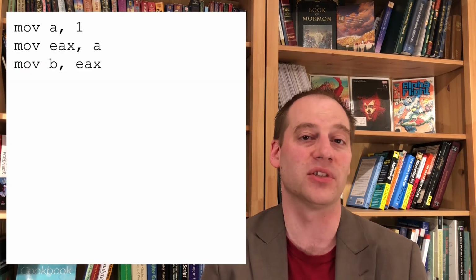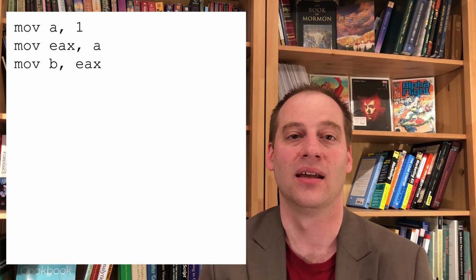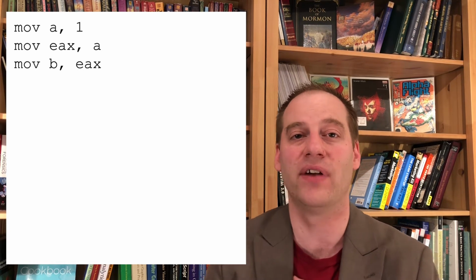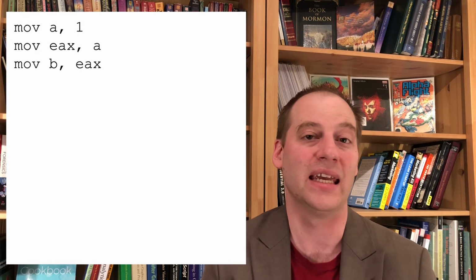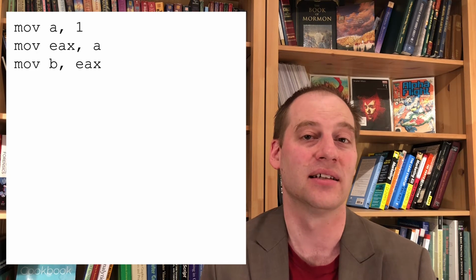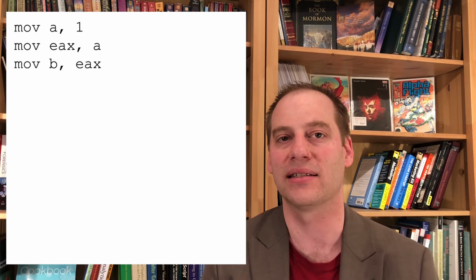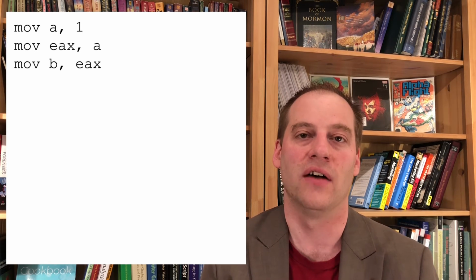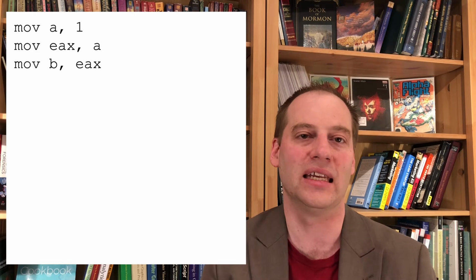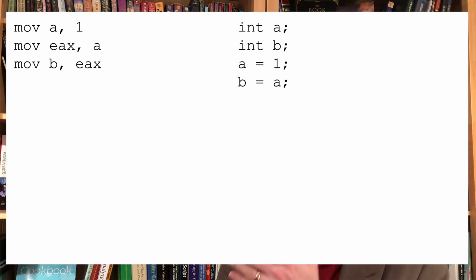Welcome back. If we replace the memory location with the variables A and B, we get something that looks like this. This says assign the variable A to 1, put the value of A into register EAX, then assign the variable B to the value in EAX. Since registers are meant for temporary storage of data, our code would not need to reflect that temporary storage. So our code would end up looking something like this.